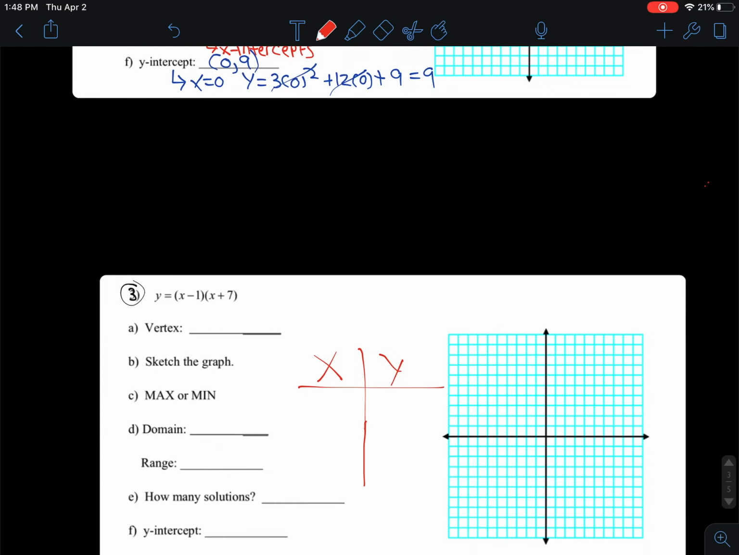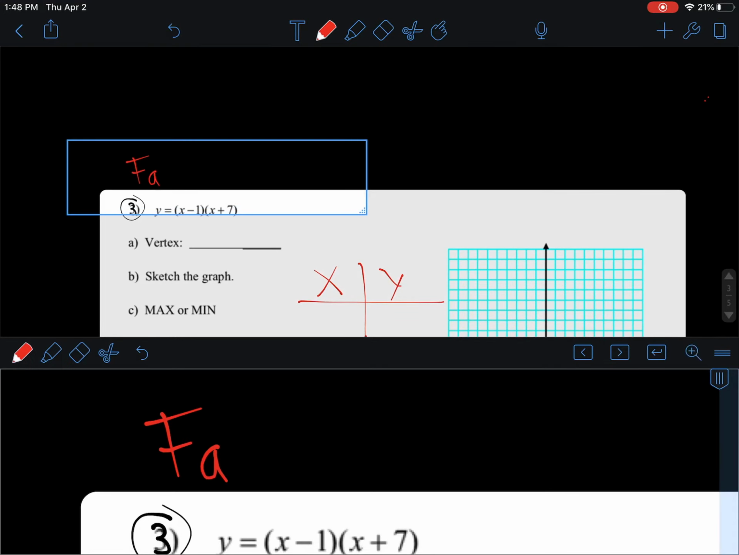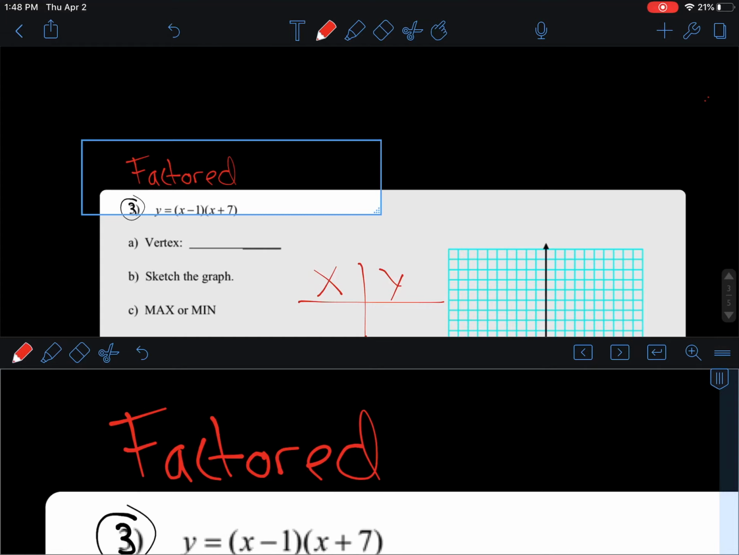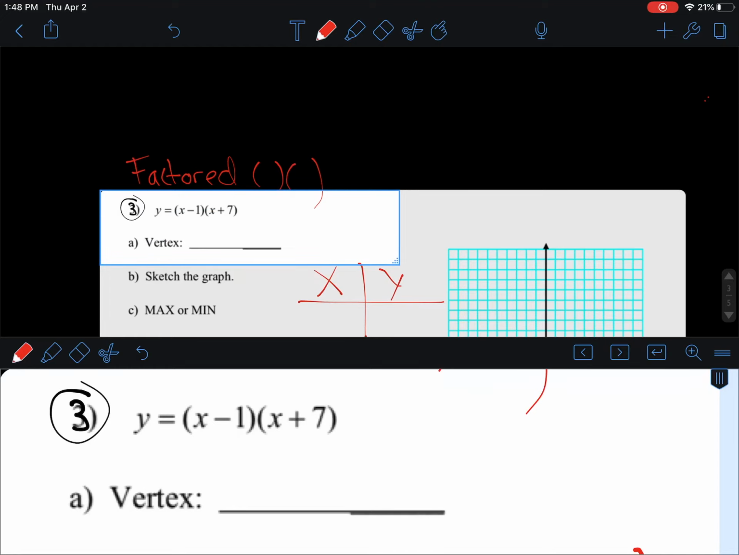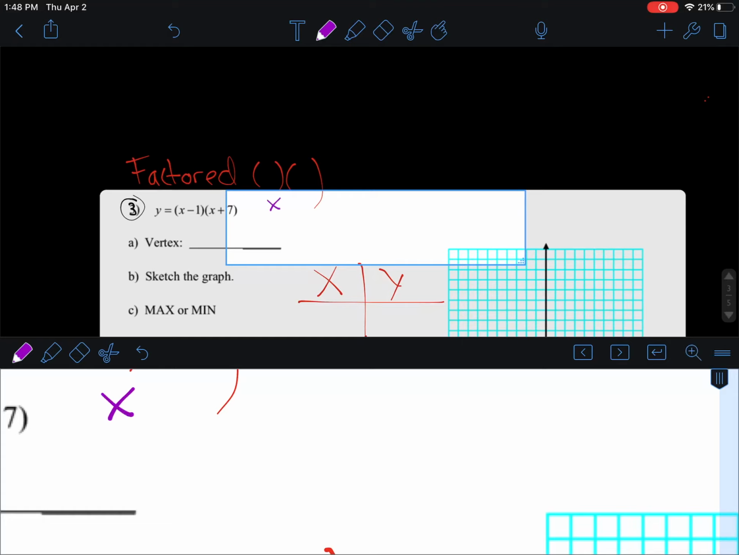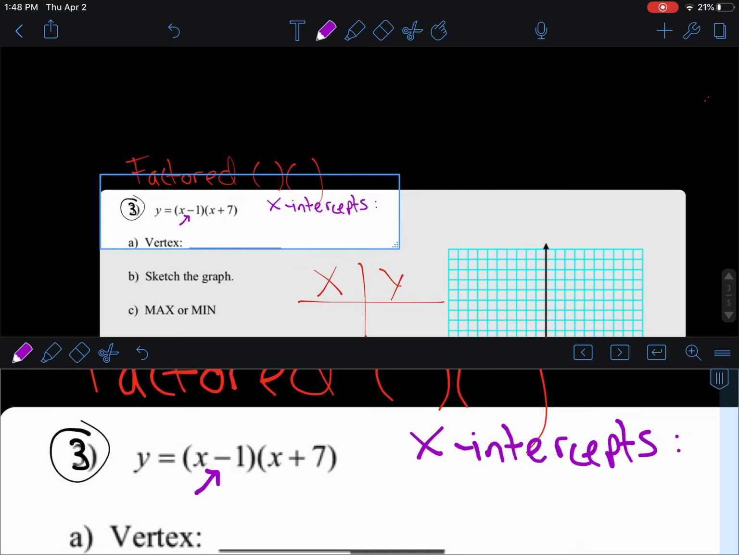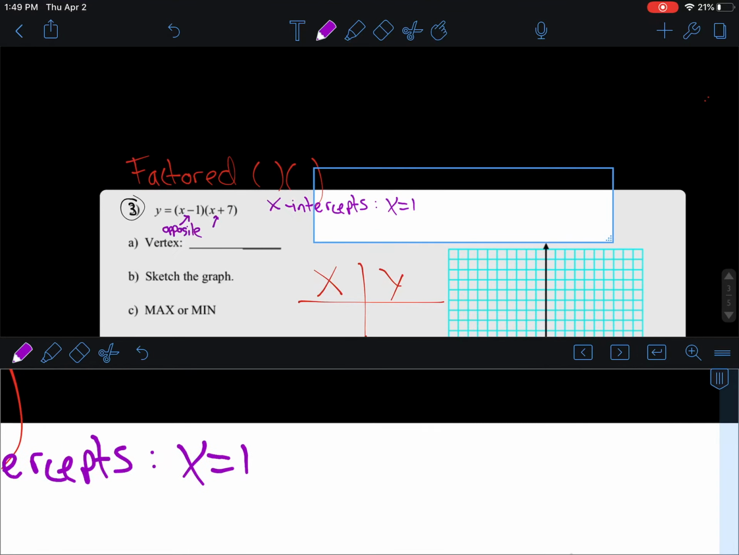When you look at problem number 3, again, this is in factored form. This is what factored form looks like: whenever you have a binomial times a binomial, two parentheses. In order to find the vertex in factored form, you need to find the x-intercepts first, or the solutions we say. The x-intercepts are going to be the opposite of these numbers. So the opposite of -1 will be 1, and the opposite of 7 will be -7.